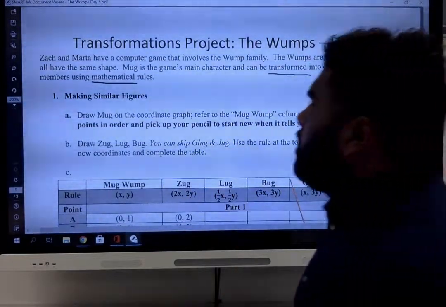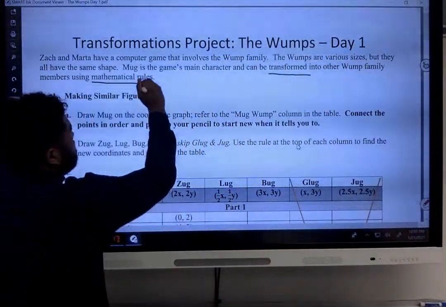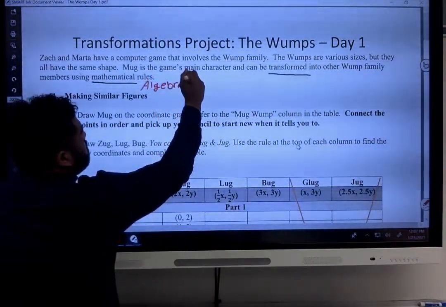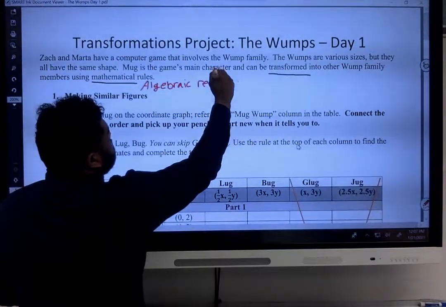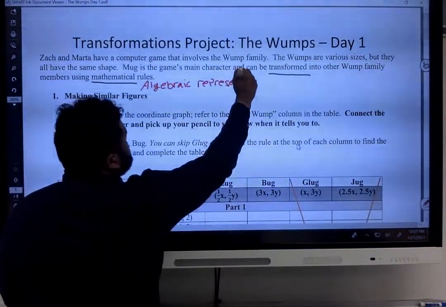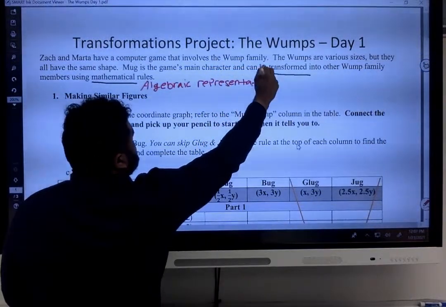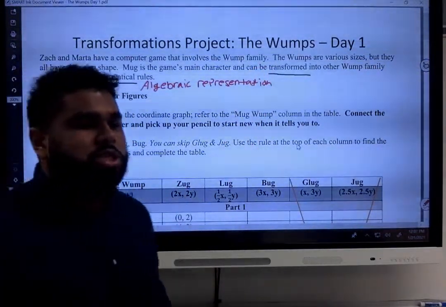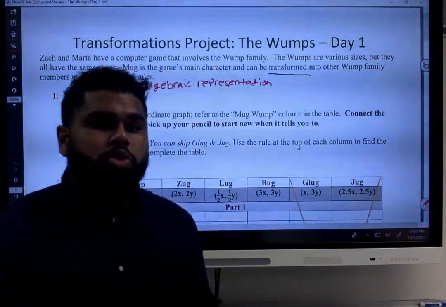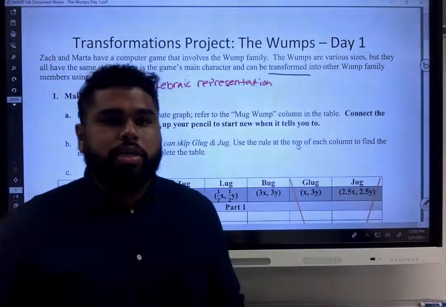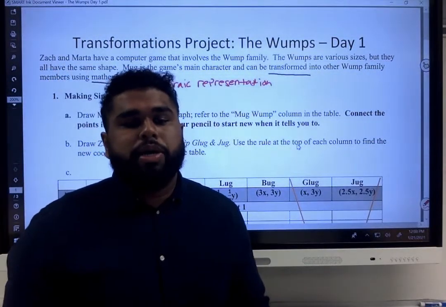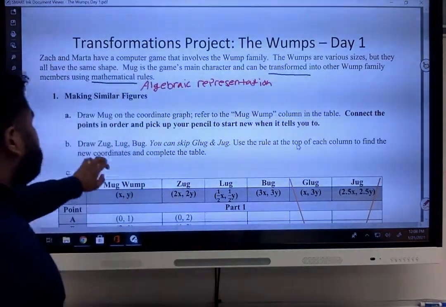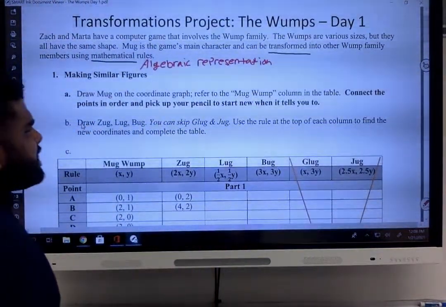Okay, and what they mean by mathematical rules is algebraic representation. Okay? So remember, we've been working with algebraic representation a lot. It tells you what to do with your original points in the coordinate grid or the coordinate plane, and it's going to tell you how to transform them. Okay? So, making similar figures.